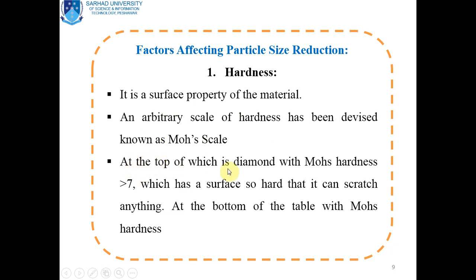At the top of the scale is diamond, the hardest material, with a hardness of more than 7 on the Mohs scale, which is a surface so hard that it can scratch anything. It is the hardest material, at the top of the Mohs scale, with more than 7 Mohs hardness.